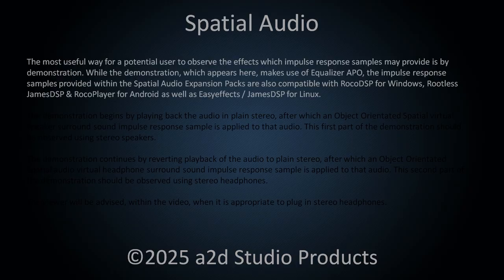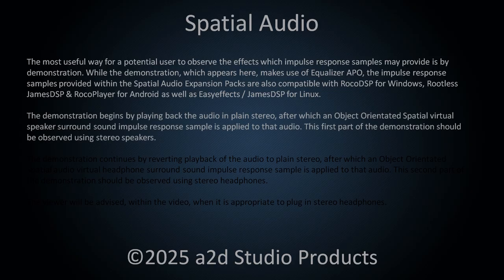The most useful way for a potential user to observe the effects which impulse response samples may provide is by demonstration. While the demonstration, which appears here, makes use of Equalizer APO, the impulse response samples provided within the spatial audio expansion packs are also compatible with RocoDSP for Windows, Rootless JamesDSP and RocoPlayer for Android, as well as Easyeffects and JamesDSP for Linux. The demonstration begins by playing back the audio in plain stereo, after which an object-orientated spatial virtual speaker surround sound impulse response sample is applied to that audio.